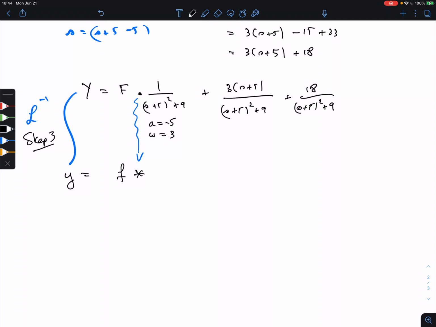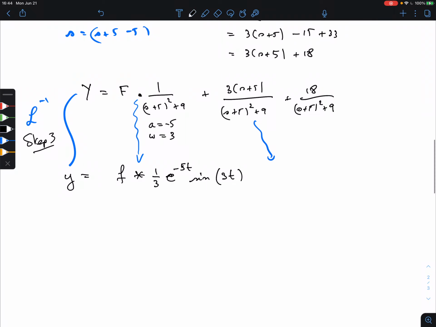Okay. Now we have a 1 on top. Therefore we should also have a 3 for the sine, and we don't have it. So I have to write this as 1/3, and then what is the shift? e to the minus 5t, and then we have sine 3t. Okay, that's the inverse Laplace of this guy. What's the inverse Laplace of that? Well, that's the cosine. So plus 3 times e to the minus 5t cosine 3t.